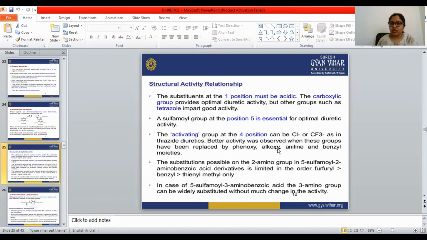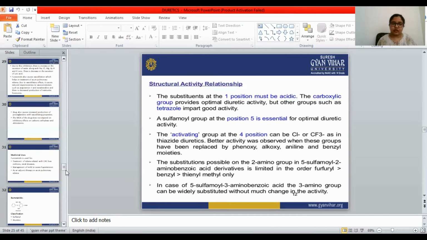Better activity was observed when these groups have been replaced by phenoxy, alkoxy, aniline, benzyl moieties. And the substitutions possible on the 2-amino group in the 5-sulfamoyl 2-amino-benzoic acid derivative are limited to furyl, benzyl, thienyl, methyl only. And in case of 5-sulfamoyl 3-amino-benzoic acid, the 3-amino group can be widely substituted without much change in the activity. So this is the structural activity relationship. Let's see some MCQs of this topic.